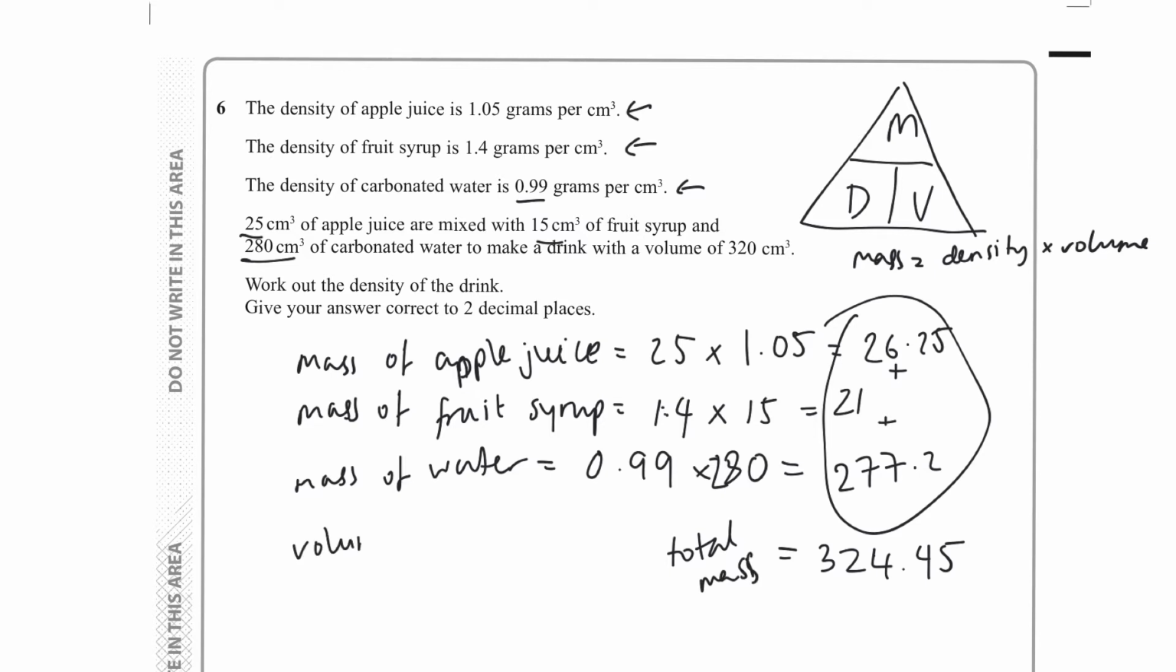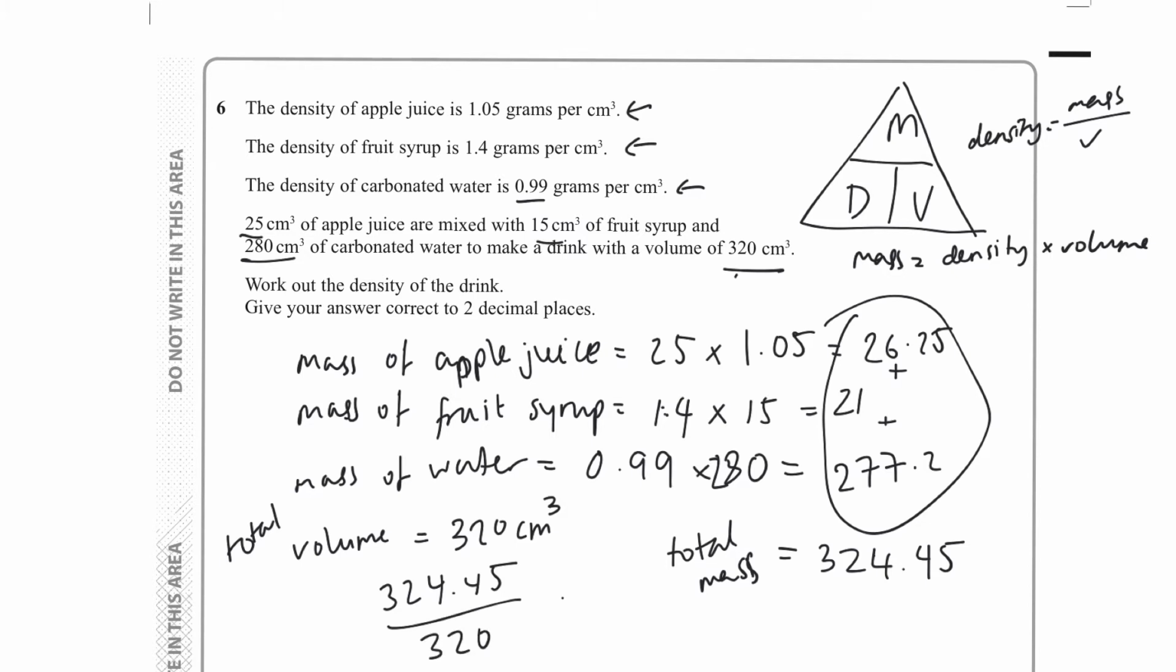Now that we've got total mass, we need to work out total volume, because remember, we need that component as well in order to work out total density. Total volume is literally 320 because it's told us. So we know the total volume of the drink and the total mass. The last step is to work out the total density, which, based on the formula triangle, is density equals mass over volume. So the mass is 324.45, volume is 320. 324.45 divided by 320 gives you an answer of 1.01 grams per centimeter cubed.